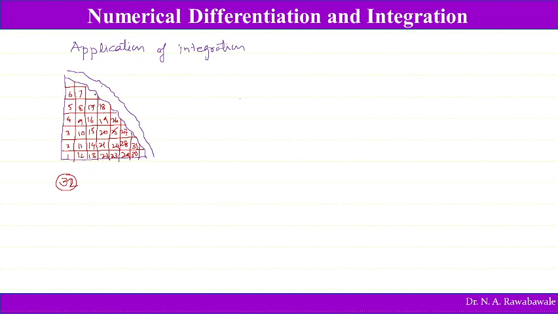So we have divided this complete area into small unit areas, and we have counted these small squares, and then we are going to say that it is approximately 32 square units. So this is nothing but integration. What we are going to do, this complete area we are dividing into small rectangles.